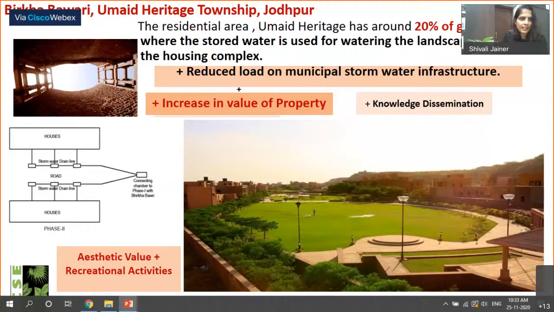If you look for the Umaid Heritage on Google, you will first find this property, which is Birkha Babri. We call it Birkha Babri, it's a stepwell. It has increased the property value. It is also used for knowledge dissemination, and aesthetically it's pleasing and provides recreational activities.